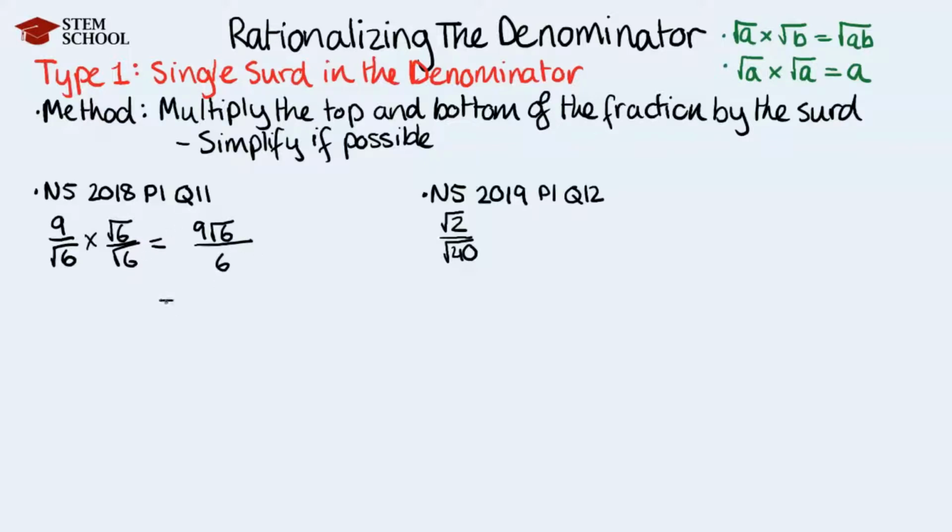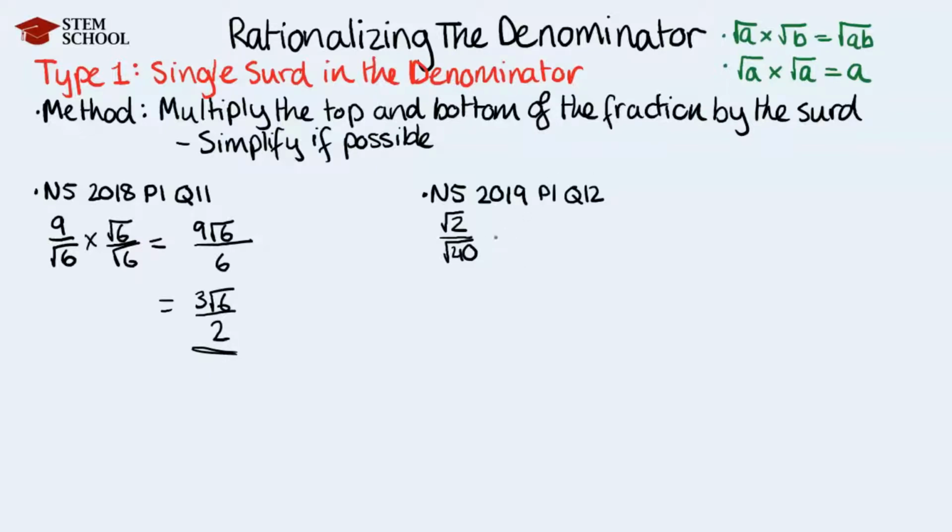Now you ask yourself, can I simplify this? So we can have a common factor of 3 for the 9 and the 6. So when you simplify this down, it'll be 3 root 6 all over 2 is the final answer. Okay, so always ask yourself, can I simplify?